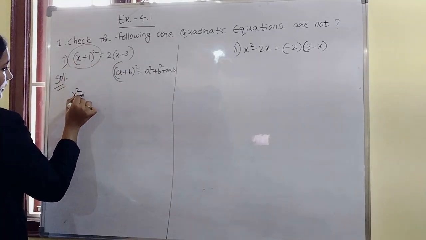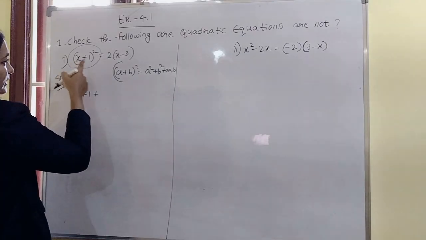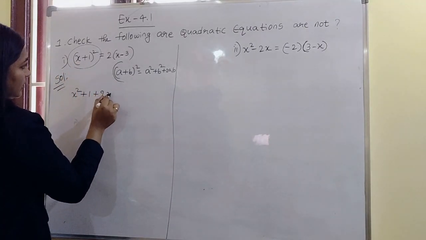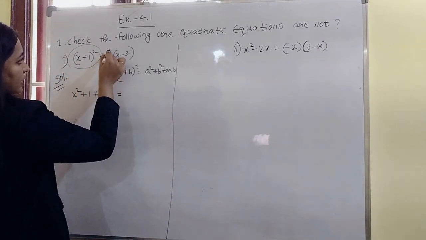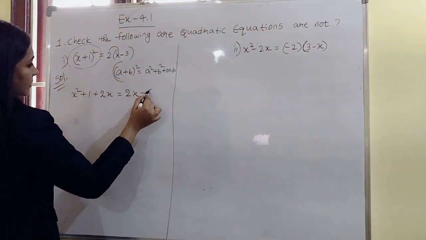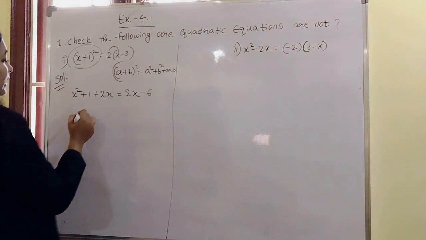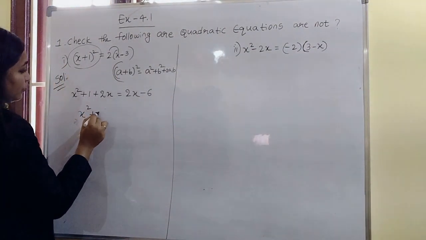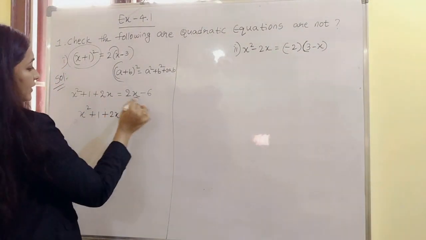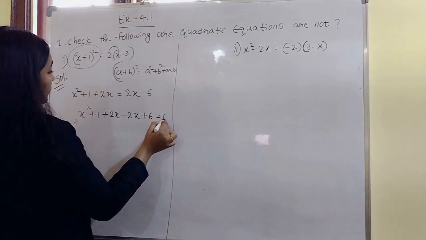x square plus 1 square is 1, plus 2ab, that is 2 into x into 1, that is 2x, is equal to this side: 2 into x, 2x, 2 into minus 3, minus 6, so 2x minus 6. And x square plus 1 plus 2x, I am sending these two terms to this side, it becomes minus 2x plus 6 is equal to 0.